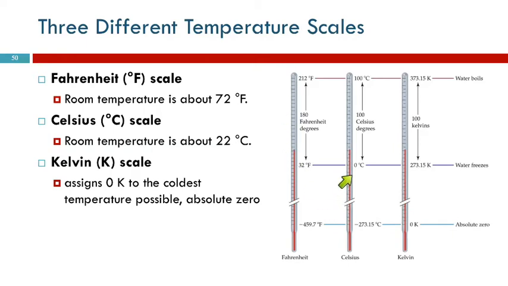The Celsius scale is based on the boiling point and the freezing point of water. So the freezing point, the temperature at which water freezes or melts, is set at 0 degrees Celsius. And pure water boils at 100 degrees Celsius. And then they just took the difference in there and divided it into 100 degrees.